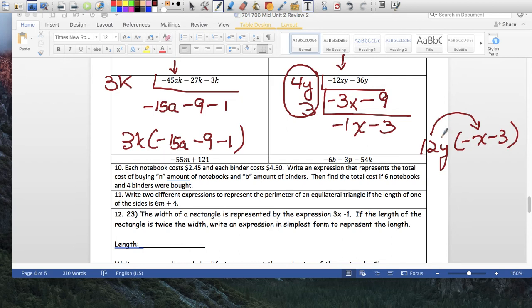I can again double check and multiply these two. Do I get negative 12xy? I multiply these two. Do I get negative 36y? And if you do, you're good. If you don't, go back and check.